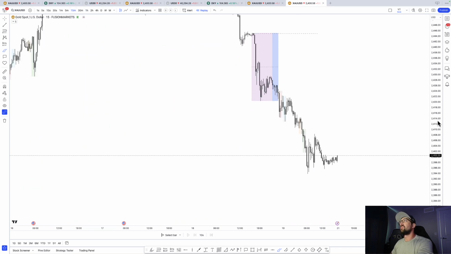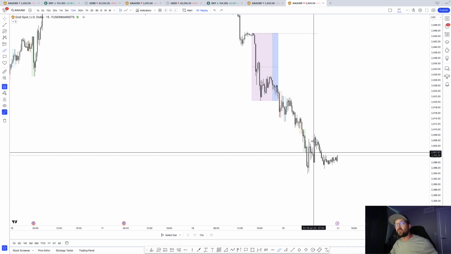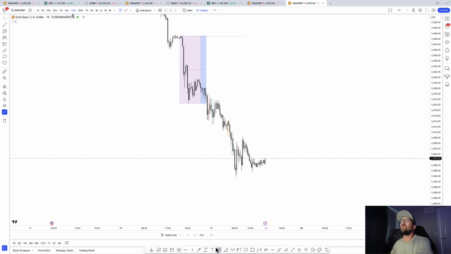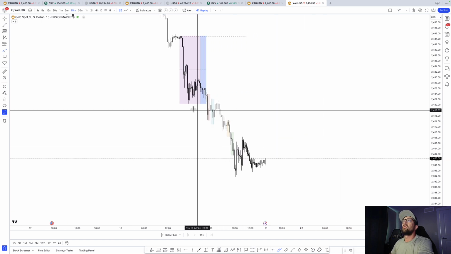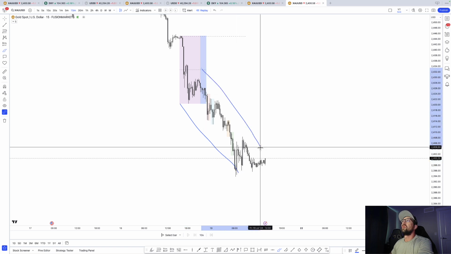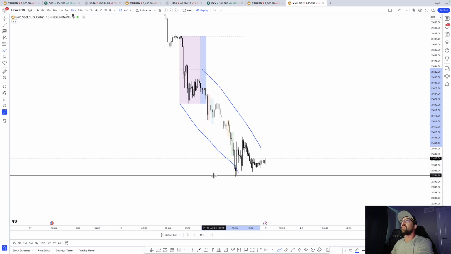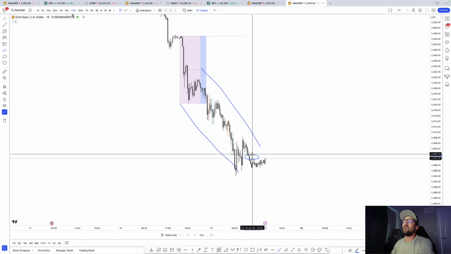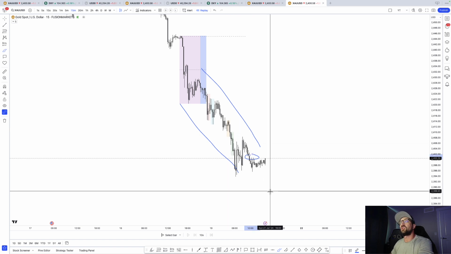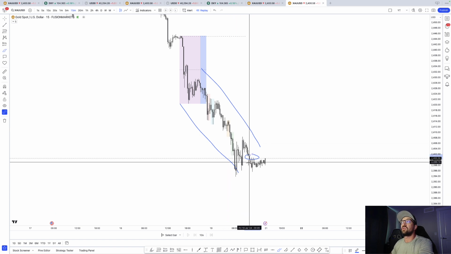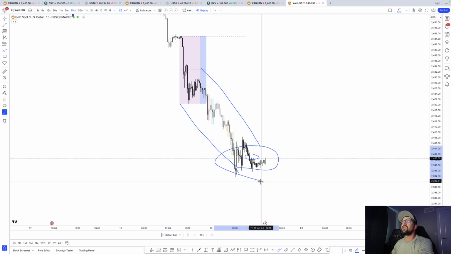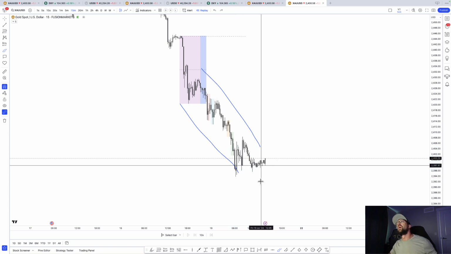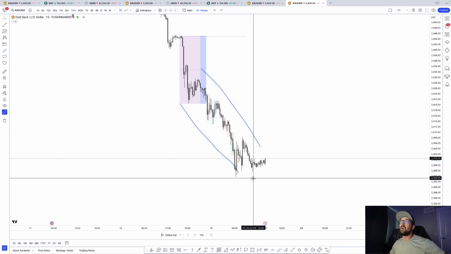What's going to confirm this is a proper reaction. So you can see here, we've already started our channel. I need a proper reaction. So this is actually where I was looking for a long. However, the DXY wasn't pushing down, so I just didn't take a trade yesterday. I stayed out of this, and it's a good thing I did. The market didn't do anything yesterday. But we have our channel.